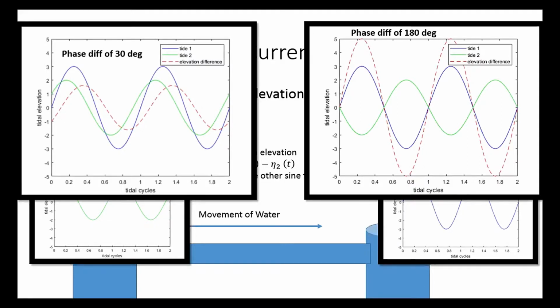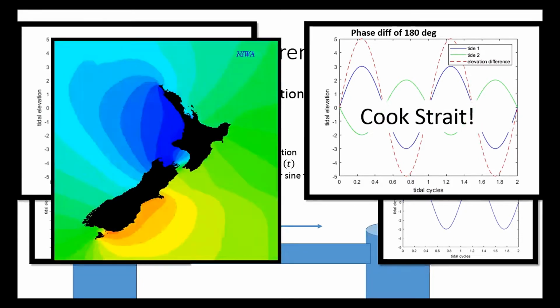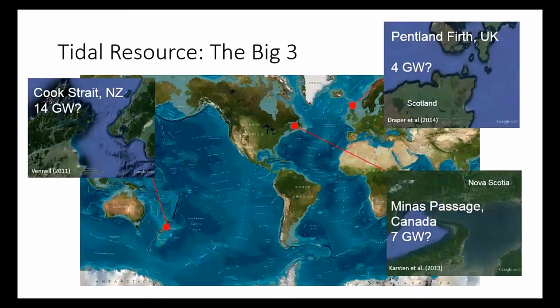And I bring this up because that's exactly what happens in the Cook Strait. So the Cook Strait has one of those amphidromic points right in the middle of it, and the tide propagates around New Zealand like a Kelvin wave. And when it's low tide on the west, it's high tide on the east, and vice versa. That Cook Strait is so powerful, it is the most powerful site in the world, followed by Minas Passage, which is where I went, and Pentland Firth in Scotland.